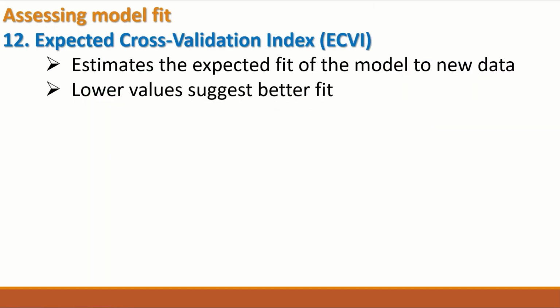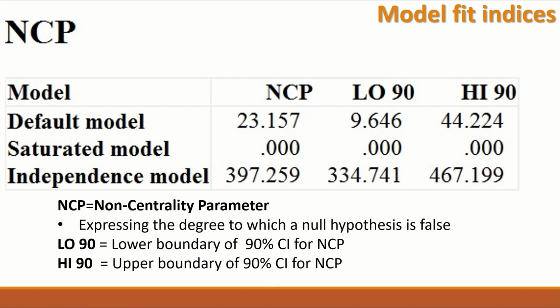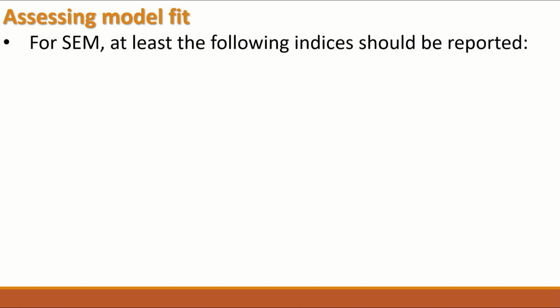And another index, which is the expected cross validation index, ECVI, estimates the expected fit of the model to new data. Lower values suggest better fit, as shown in the table here, with the lower boundaries and the higher boundaries, and the MECVI is given. So there are plenty of indexes here, as shown, the NCP non-centrality parameter with the lower and upper boundaries and the value to look at.